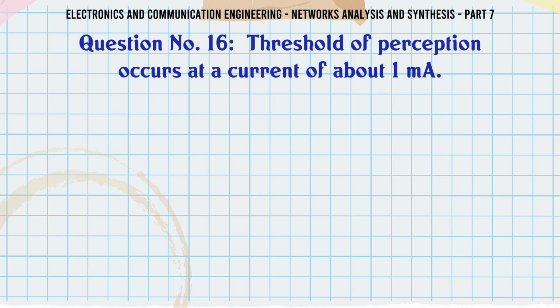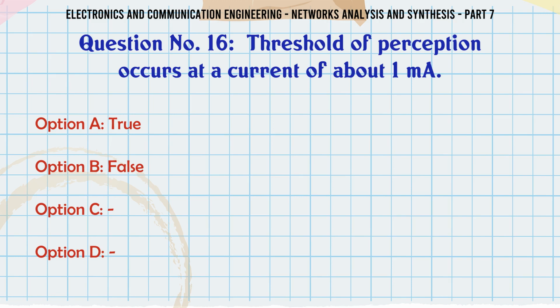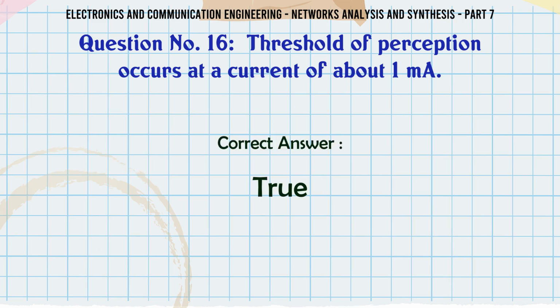Threshold of perception occurs at a current of about 1 mA. A, true; B, false. The correct answer is true.